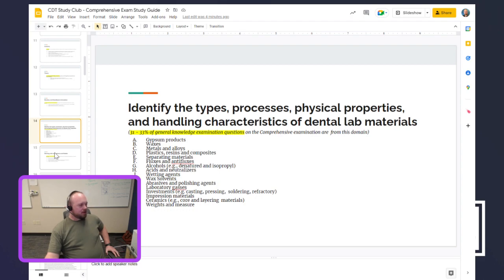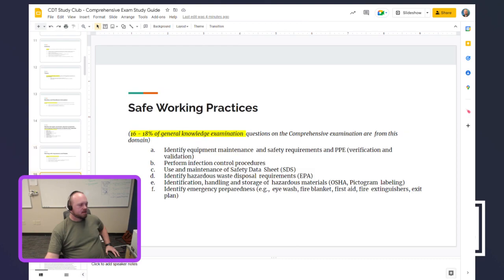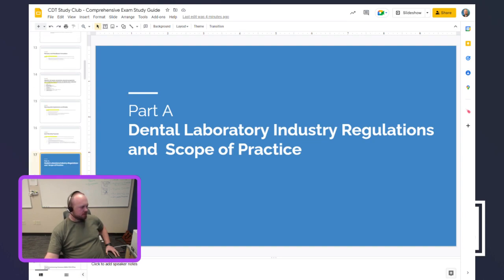Then we have working with impressions and models, and then we have safe working practices. Oh yeah, safe working. Okay, so some of this stuff is cross-referenced, but yeah. So then I've just broken it out into the various sections. It is 6:05, so I've spent exactly 5 minutes on this.